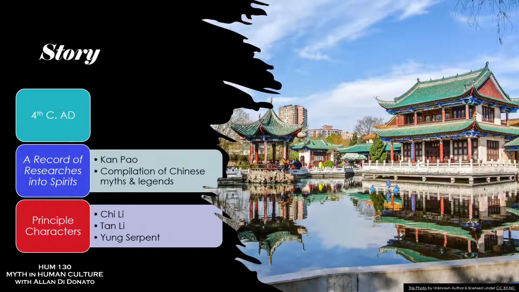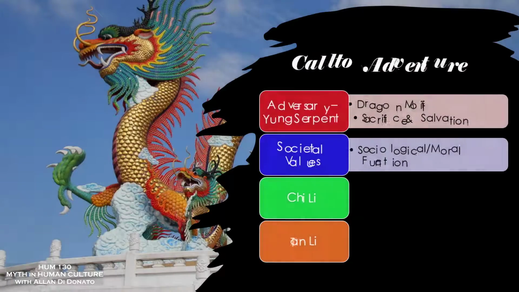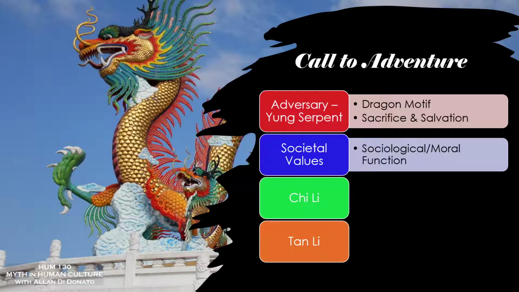Okay, Chi Li is the daughter, Tan Li is the father, and then the young serpent is the villain of the story. It's basically a monster, but it's not just a monster. He's a dragon, and it's an intelligent dragon, as we've seen before. Serpents can be crafty, wily, and we get a clue as to him being intelligent because he communicates to the people through dreams, right? It's an oracular dream that is received that tells people exactly what he wants.